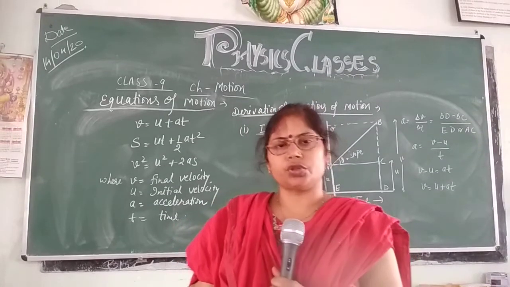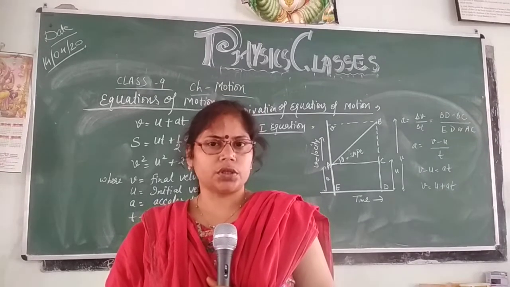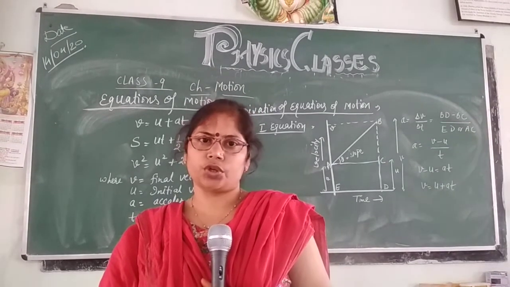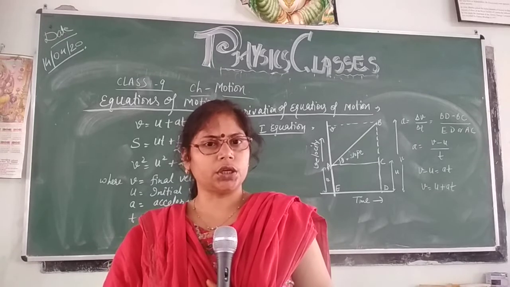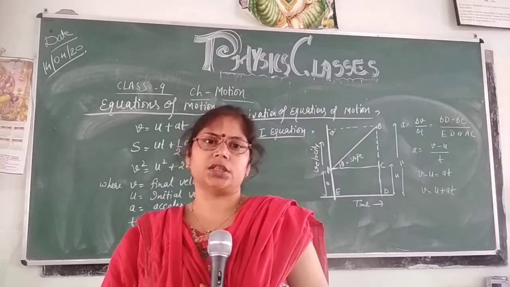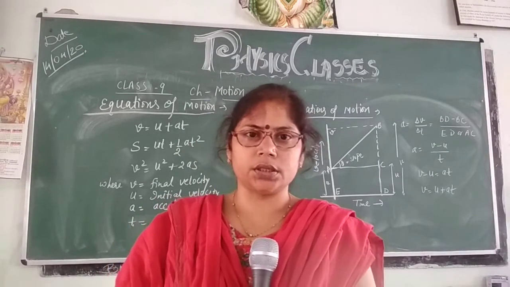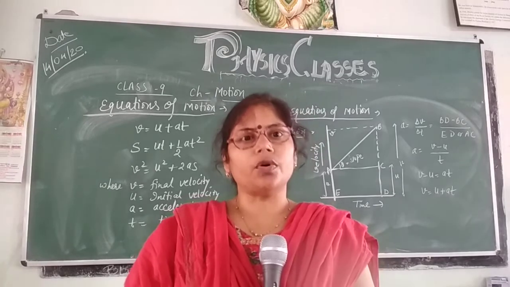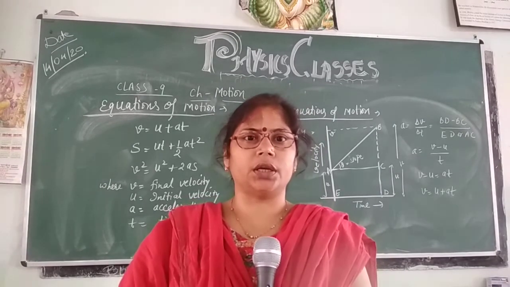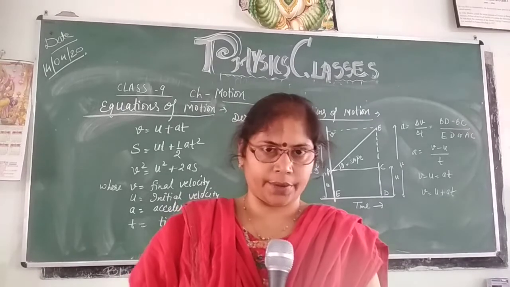There are three equations of motion. Always remember there is no one or two equations of motion. There are three equations of motion. In those equations, we relate initial velocity, final velocity, acceleration, distance, and time, and prove those equations of motion with the help of a graph. That is the graph between velocity and time.